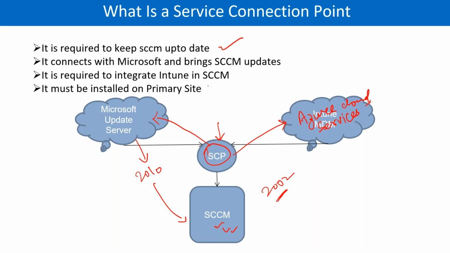Where will you install this? You can install this on the primary site. You can also install this on the CAS, the central administration site. So if you have a CAS and you would like to upgrade your SCCM from an older version to the latest, then you start from the CAS. First you upgrade the CAS, then you upgrade the primary, and then you upgrade the secondary. The secondary will get upgraded automatically as soon as the primary is upgraded.